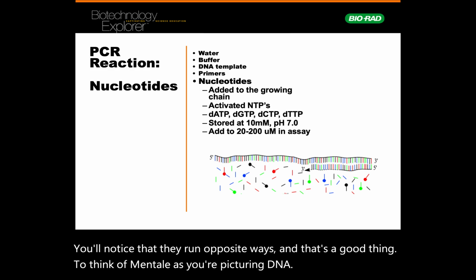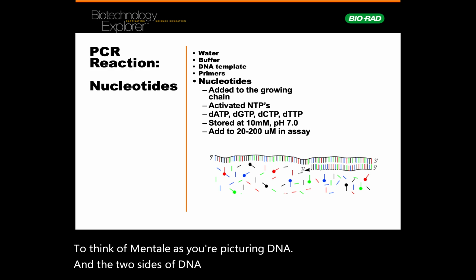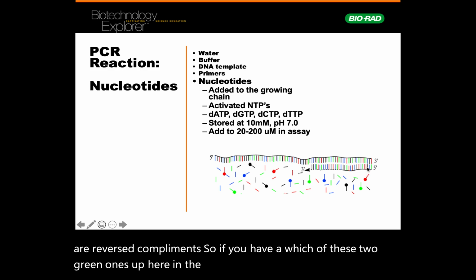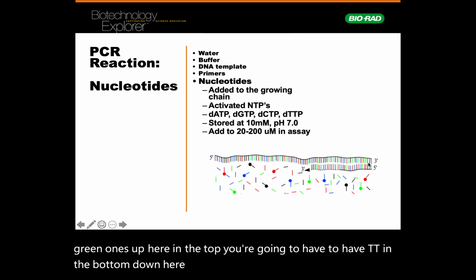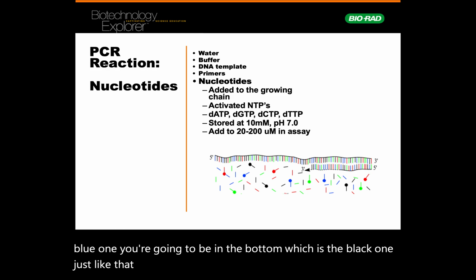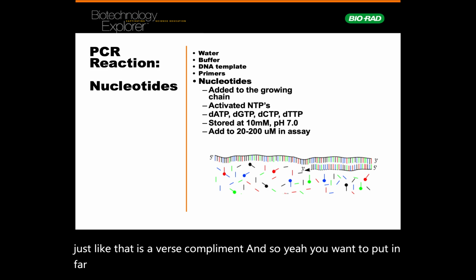The two sides of DNA are not identical to each other, but they are reverse complements. So if you have AA, which are these two green ones up here in the top, you're going to have TT in the bottom, down here. And if you have a C in the top, which is the blue one, you're going to have a G in the bottom, which is the black one. Just like that. That is a reverse complement. And so you want to put in far more nucleotides than you are ever going to use, so that nucleotides are not limiting.